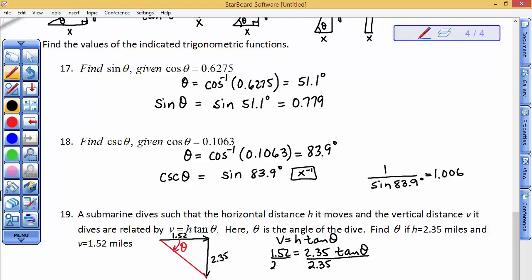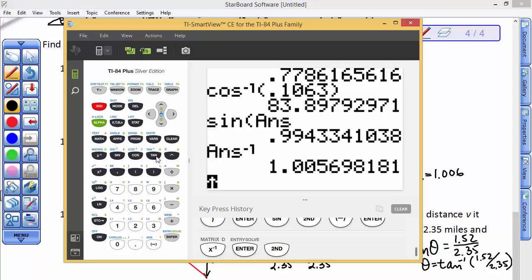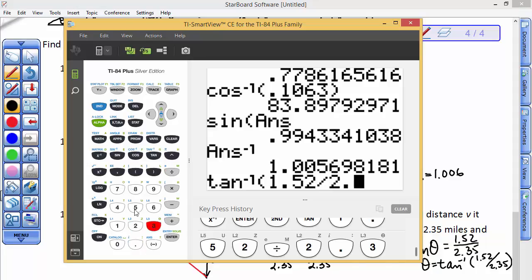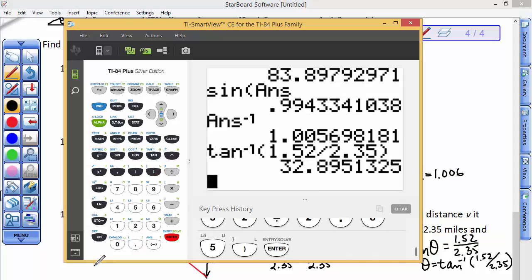So now I have the tangent of theta is equal to 1.52 divided by 2.35. And to find theta, I'm going to go second tan. That's how I find an angle when I know this ratio of 1.52 divided by 2.35. Let's just do that real quick. 1.52 divided by 2.35. That ratio will tell me that the angle of the dive is 32.9 degrees. So theta is 32.9 degrees.